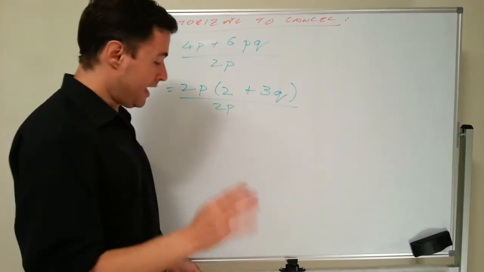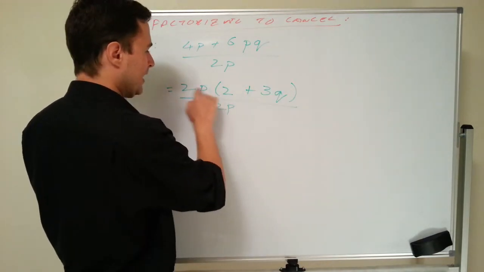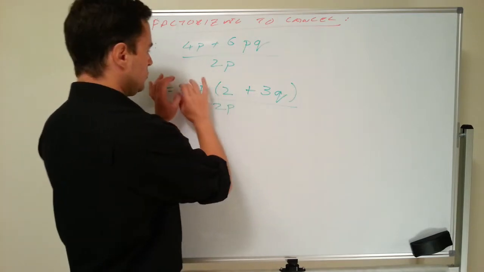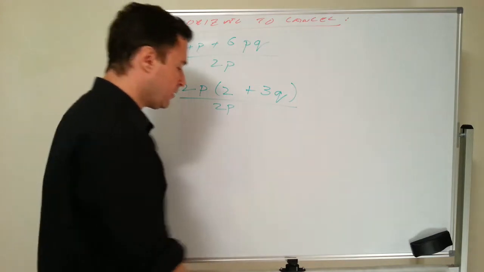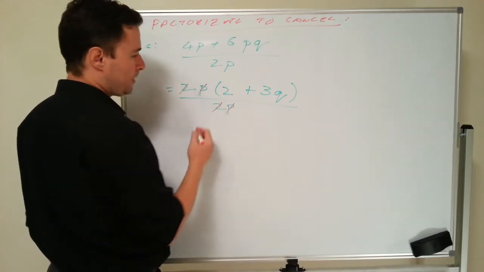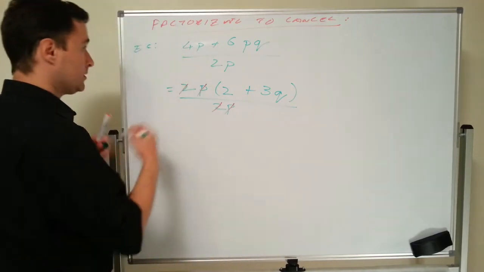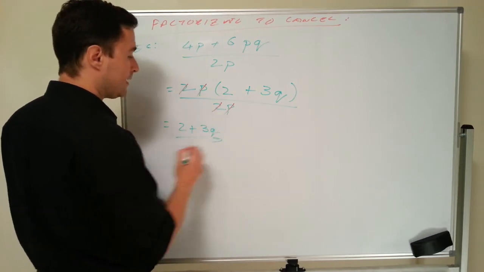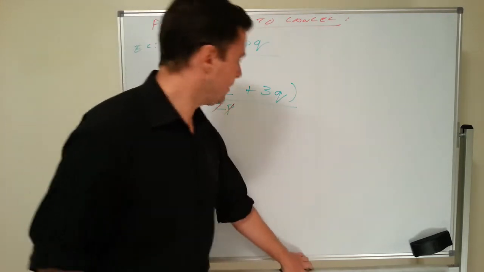Now I can say, great, I've got one term on top. Multiplication joins terms. This is acting as one term, and that's acting as one term. Now that I have one term on top and one term at the bottom, I can cancel. 2 goes into 2 once, p goes into p once. What's left over? Just that. So the simplification of this is 2 plus 3q. Done. Cool. Let's do another one.